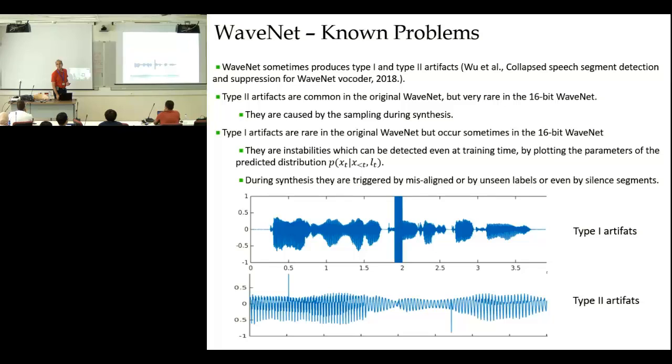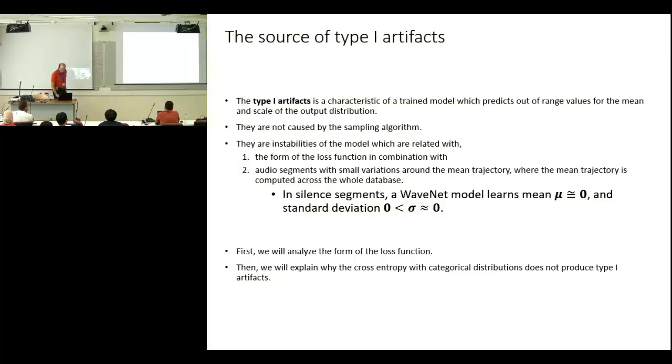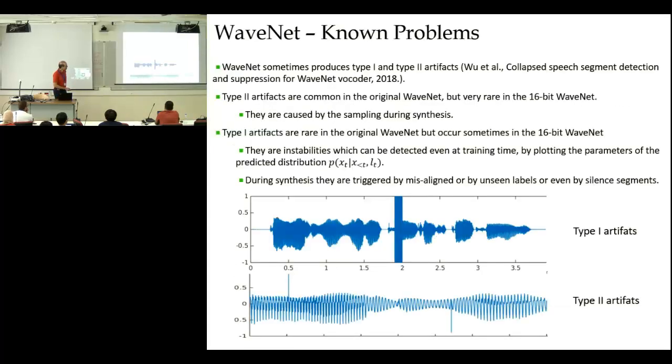I have a question. Does sampling with a temperature help reduce these artifacts at all? It helps a little bit with this artifact. It does not help at all with this. However, I will concentrate now on how we can solve this kind of artifacts.